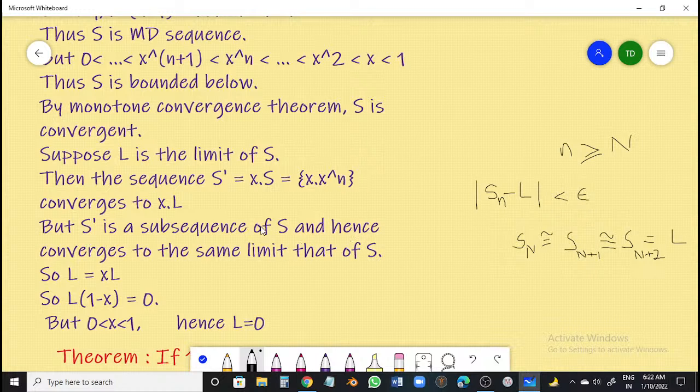So here again we will use the same. S dash is a subsequence of S, so S dash will have the same limit as that of S. That means x into L will be equal to L. So rearranging the terms and solving it, we get L times 1 minus x equals 0. But we are sure that x is positive and smaller than 1, so 1 minus x cannot be 0. So what must be 0 is L. So we got L to be 0.